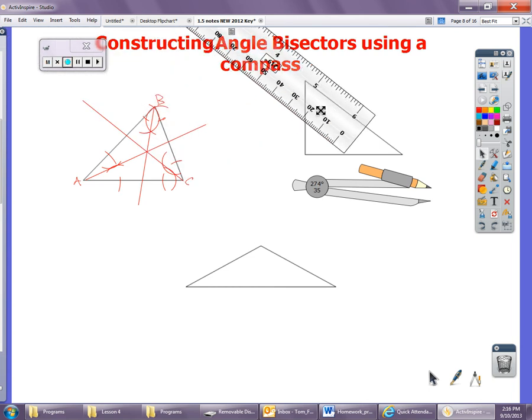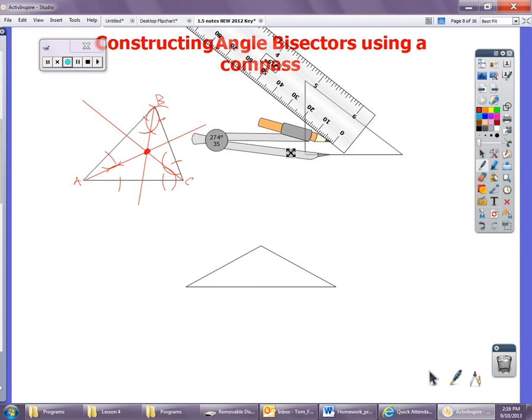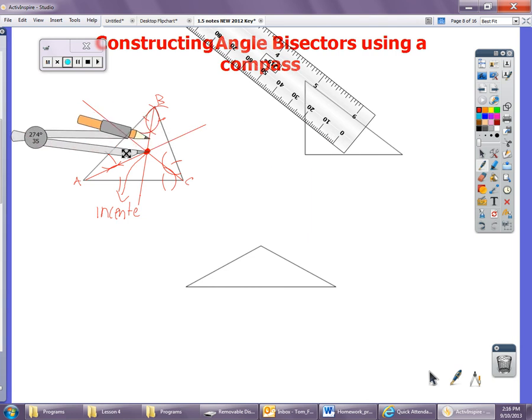Now, that gives us our incenter. If you notice, they all intersect at the same spot. So this is the incenter. We're making 3 angle bisectors, and where all 3 angle bisectors intersect.